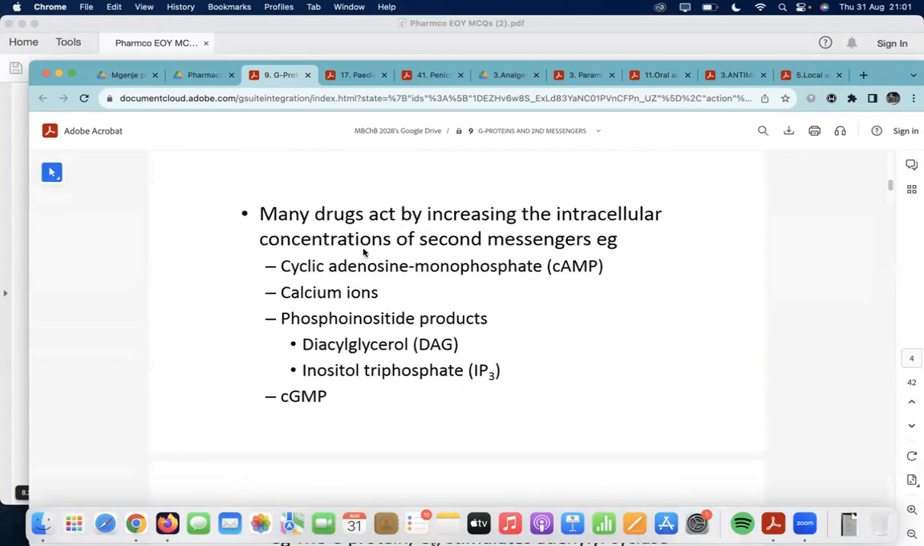Many drugs act by increasing the intracellular concentrations of second messengers, such as cyclic adenosine monophosphate, that's cyclic AMP, calcium ions, and phosphoinositide products, which are diacylglycerol and inositol triphosphate. So yeah: cyclic AMP, calcium ions, DAG, IP3, and cyclic GMP. Those are examples of second messengers.